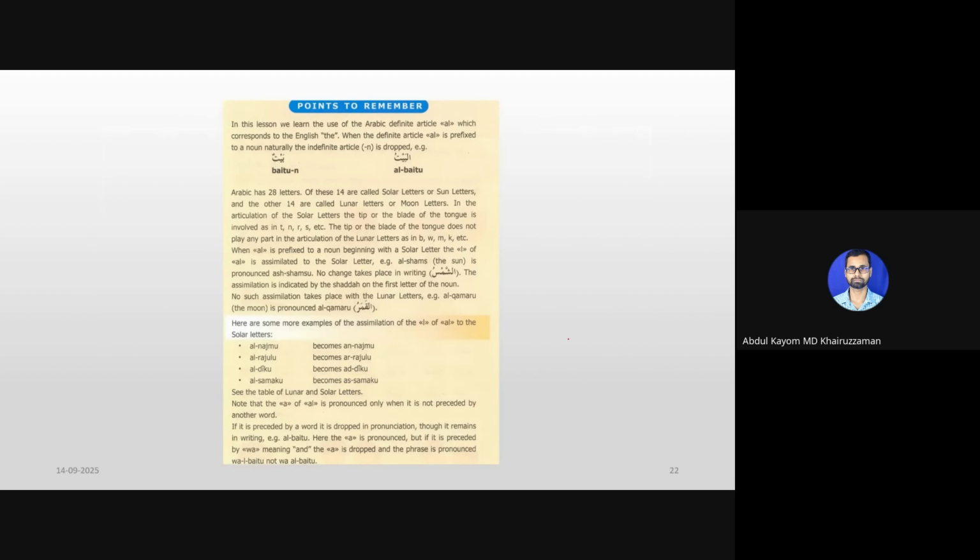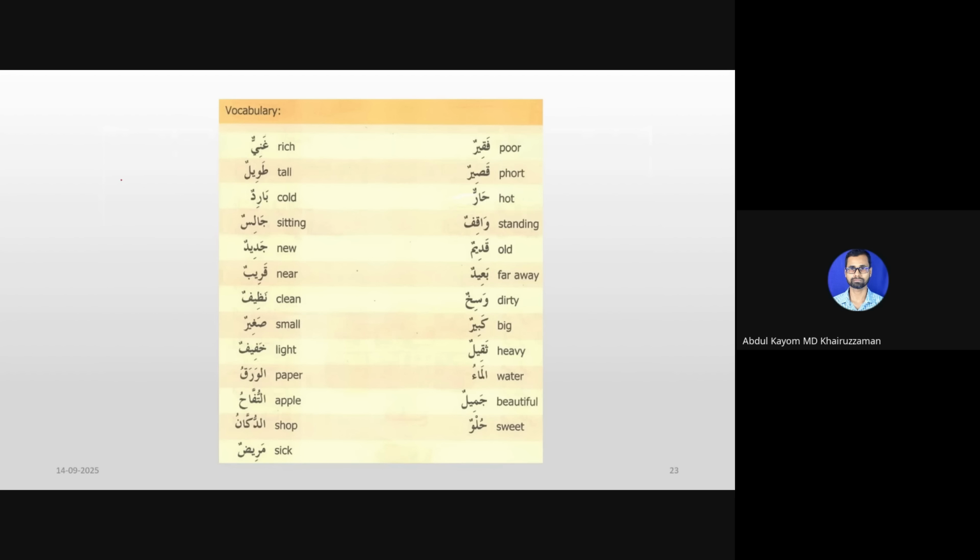Then in the lesson we have points to remember, where you can simply read the explanation. All these rules will be explained. This is optional, you can read it. Then vocabulary will be given. So fakirun, poor, qasirun, we have already found. A few new words we have seen.